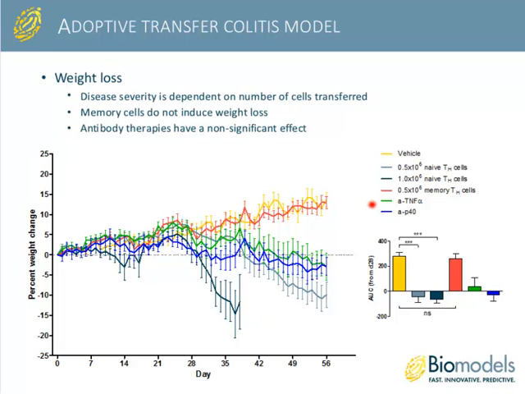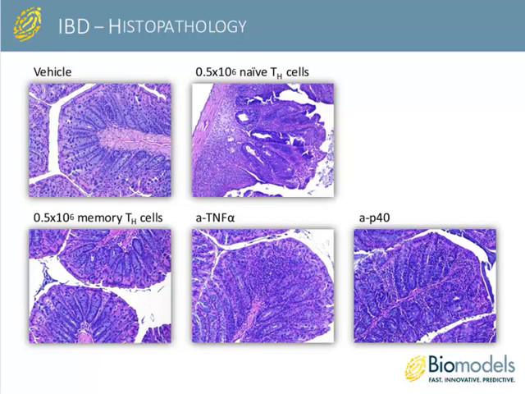And then these two different positive control antibodies, against TNF-alpha and anti-p40, also lose a little bit of weight, but not quite as much as the untreated disease control. If you compare the weight loss over time, there is no significant effect of these antibody treatments, which is quite disappointing. But that's just weight, and as I said before, weight might not be the best readout in this model.